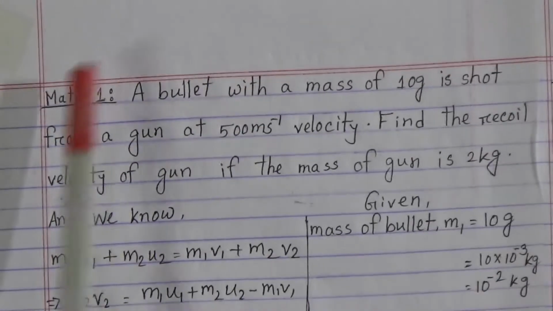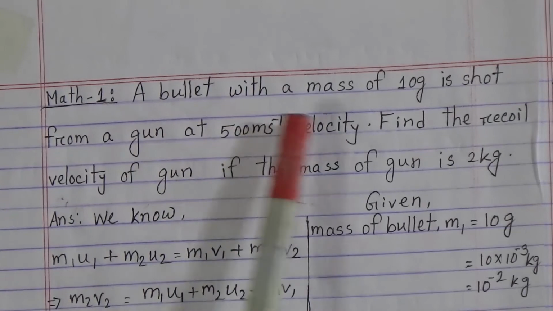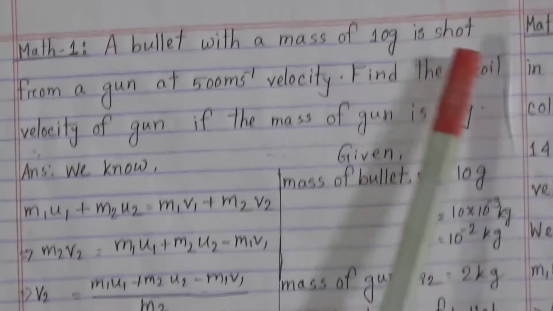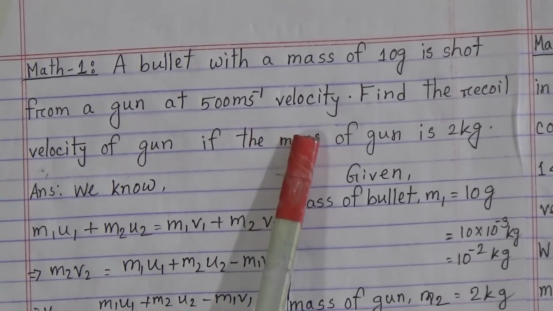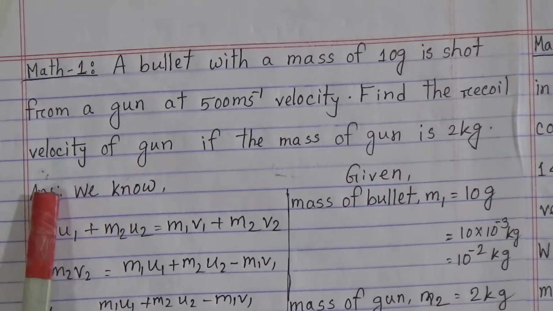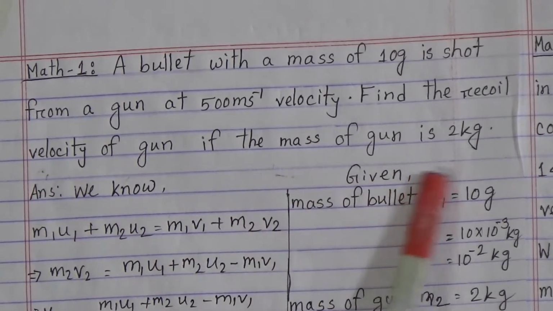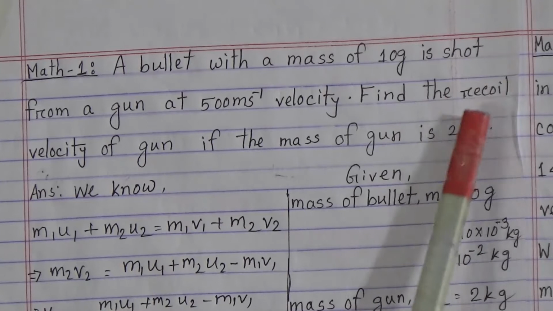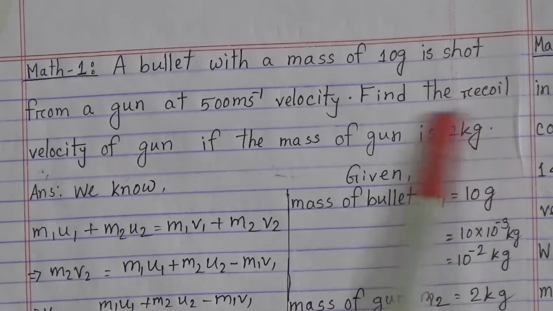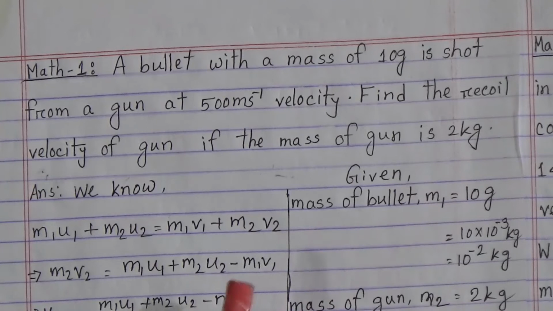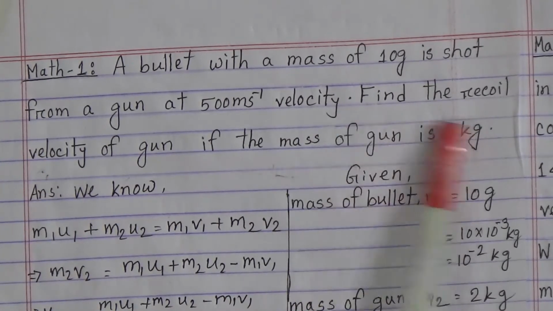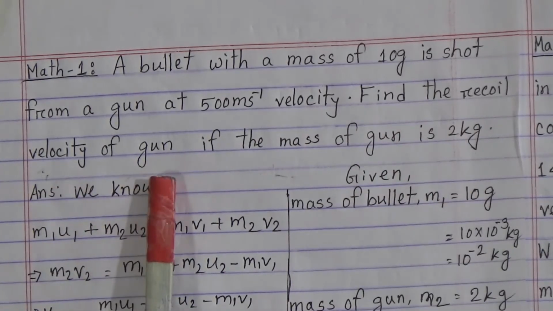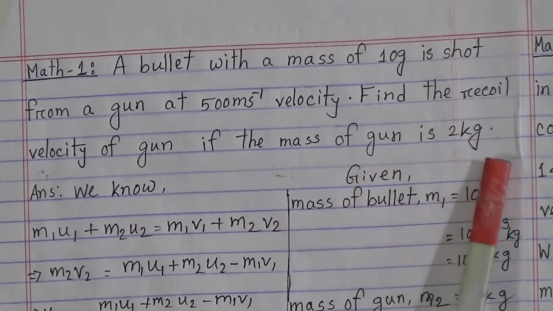Okay, problem number 1. A bullet with a mass of 10 gram is shot from a gun at 500 meter per second velocity. Find the recoil velocity of the gun if the mass of the gun is 2 kg. My dear students, here recoil. What do you mean by recoil? Recoil means the velocity. We have to find out the recoil velocity of the gun if the mass of the gun is 2 kg.